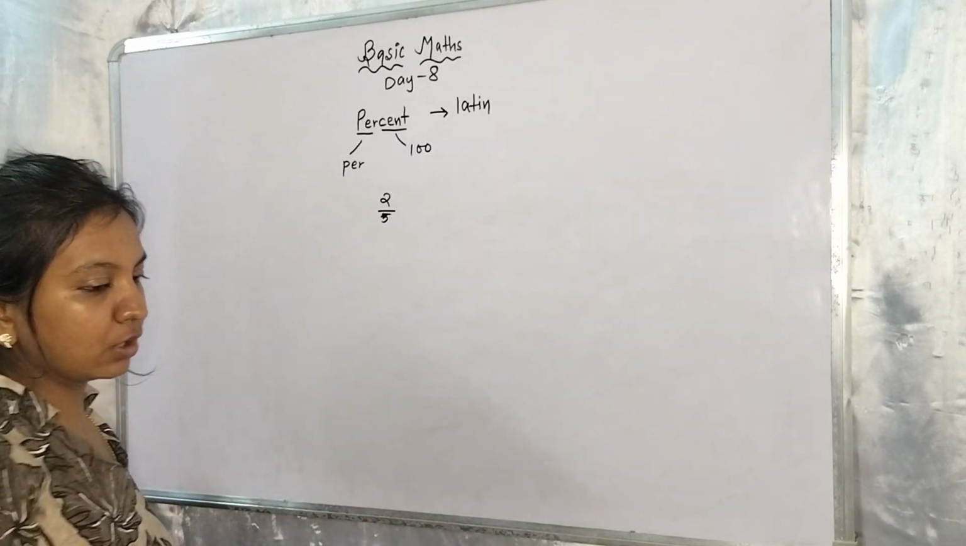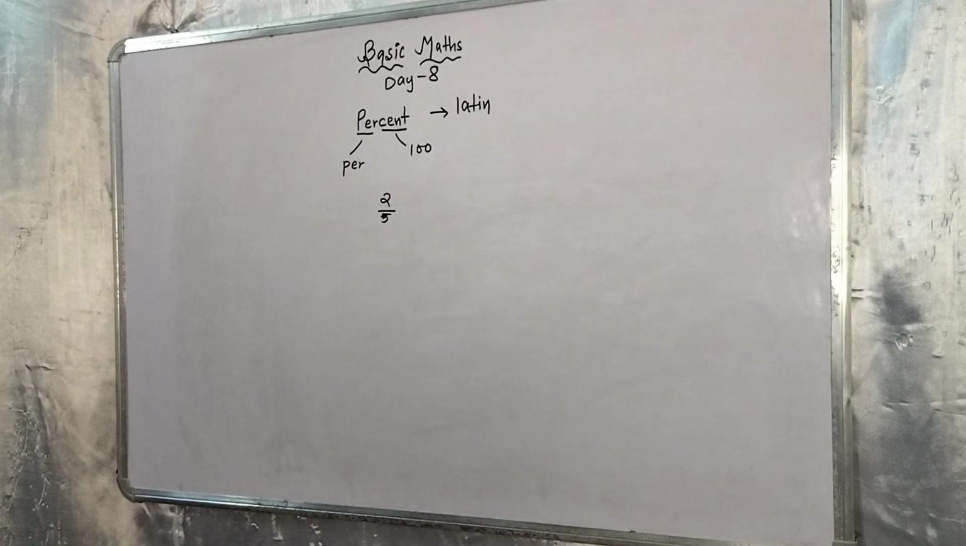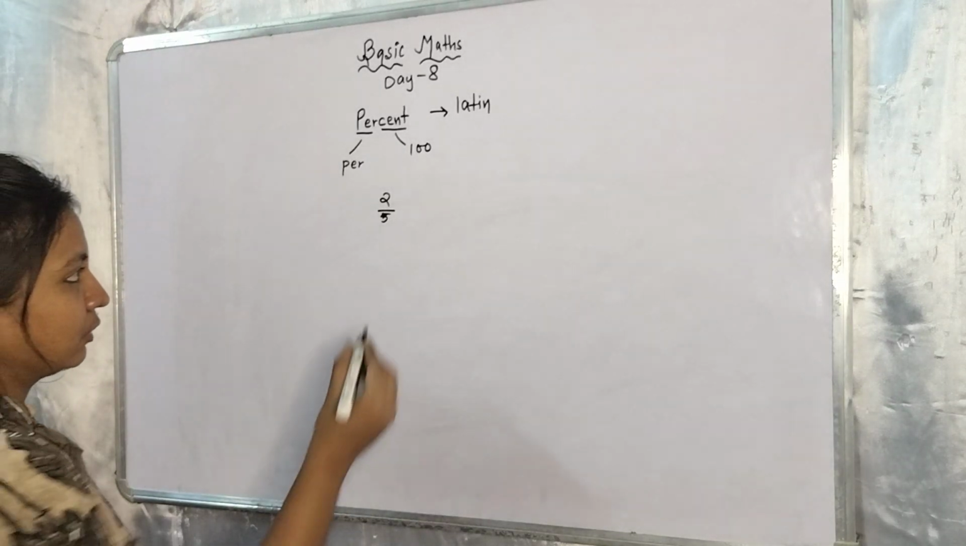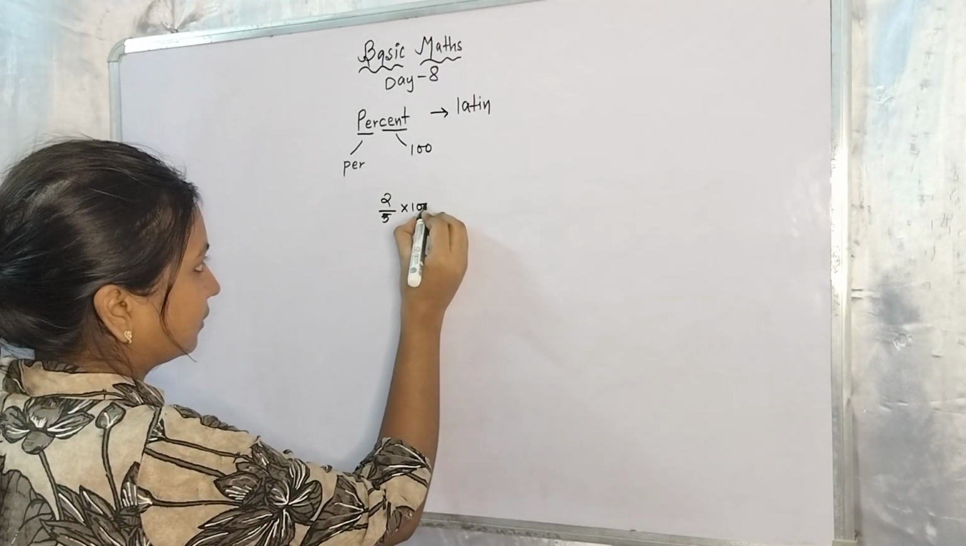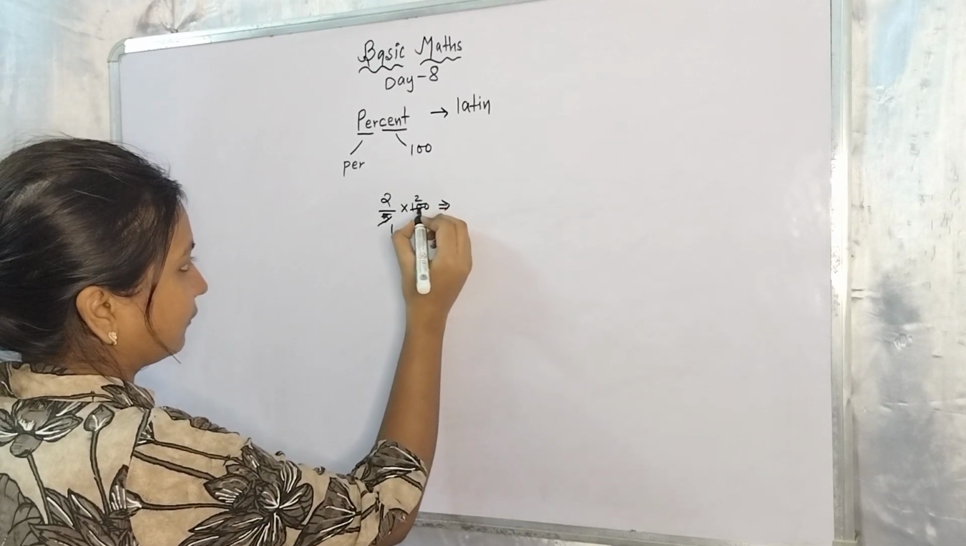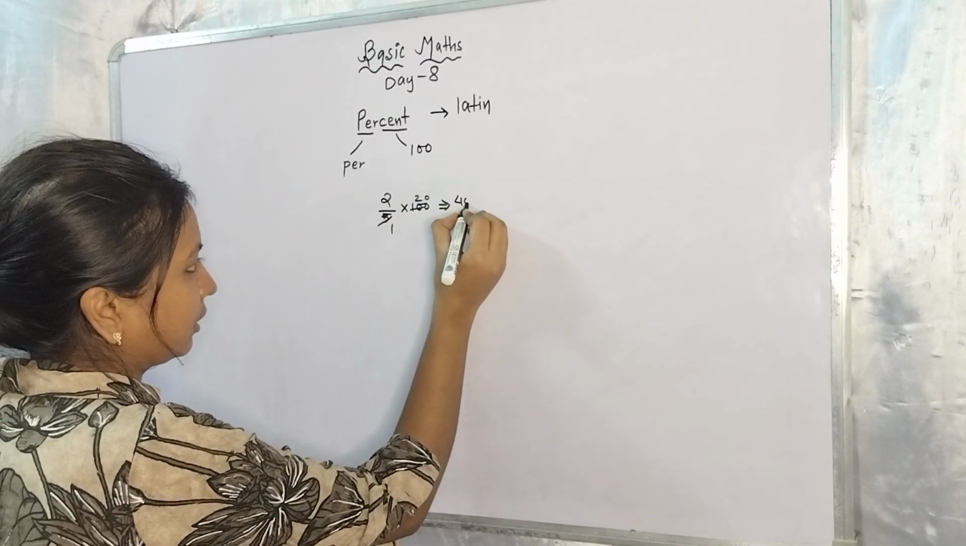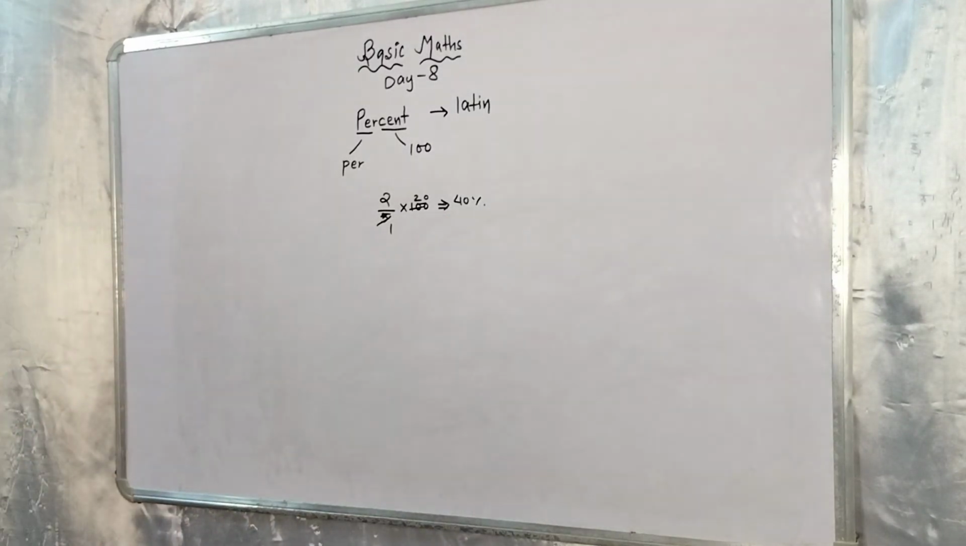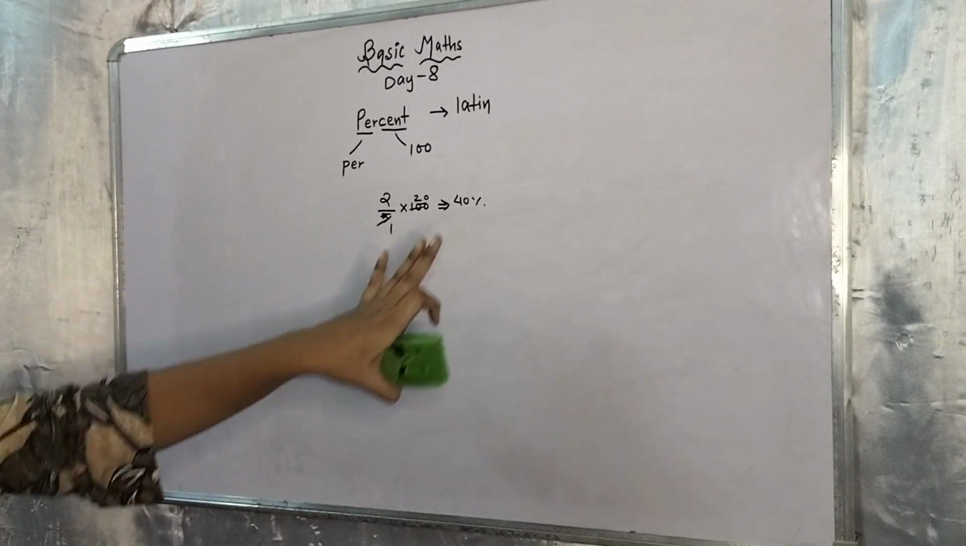We need to convert 2 by 5 into percentage. So 2 by 5 into 100. So we get 5 1s are 5, 5 2s are 10, 0. So that is 40%. So we have converted a fraction into a percentage.